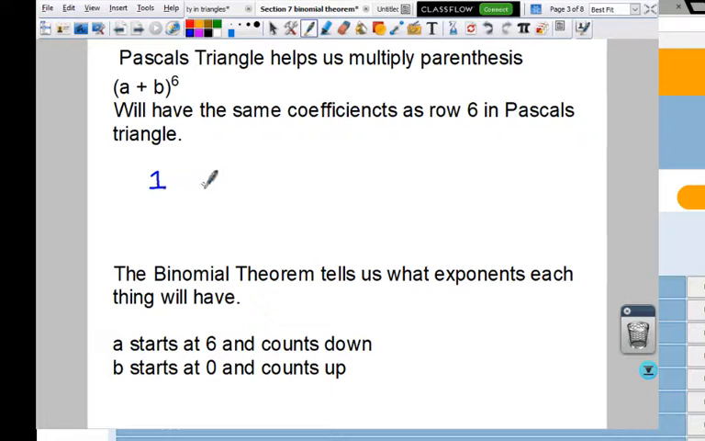1, 6, and then what was it? 15. You can tell by the row because the second number is equivalent to the row. 20, and then 15, 6, and 1. So that's my row 6 in Pascal's triangle, right?